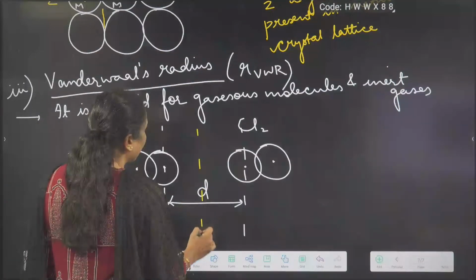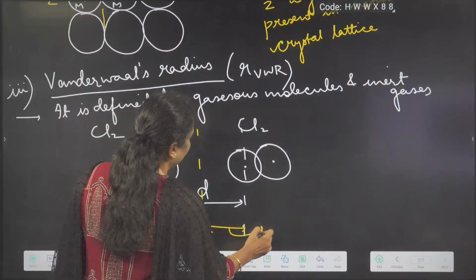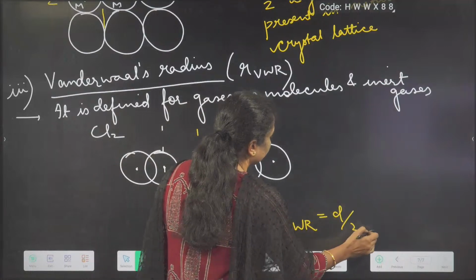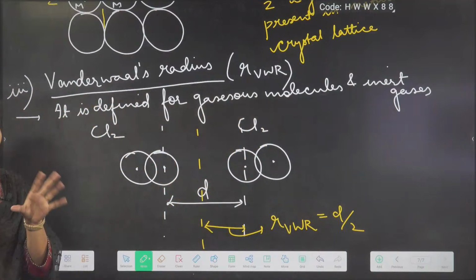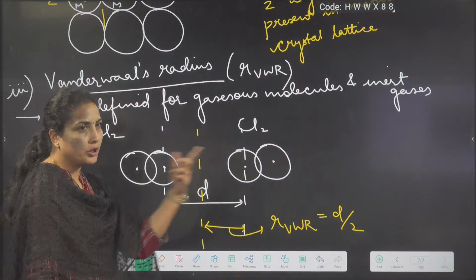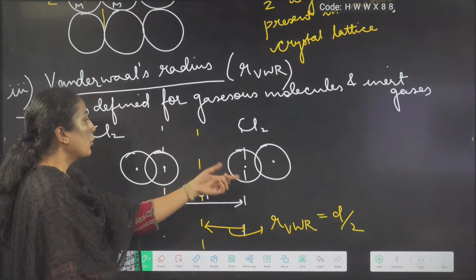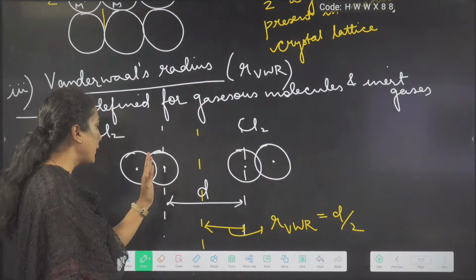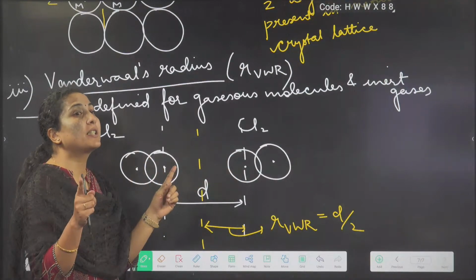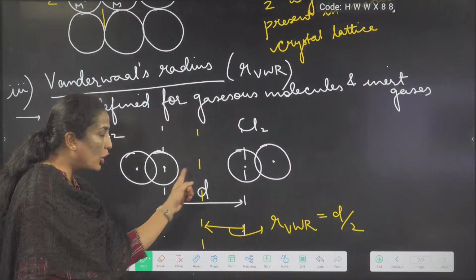Now basically, half of this distance, I'm calling that the van der Waals radius, that is d by 2. Let me talk about this again. I'm having two neighboring molecules, right? Now, in those neighboring molecules, you are having two atoms which are not in the bonded state. These two atoms, they are not in the bonded state.